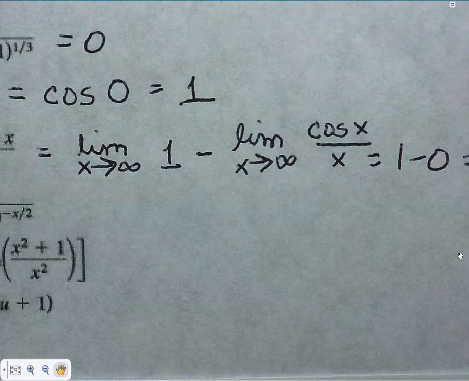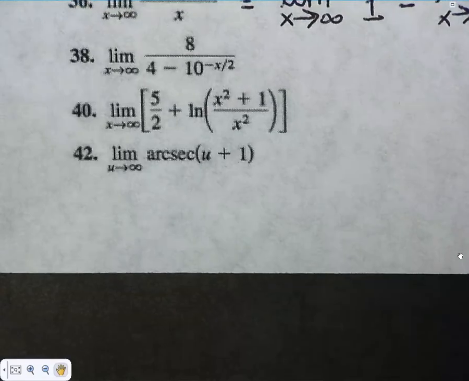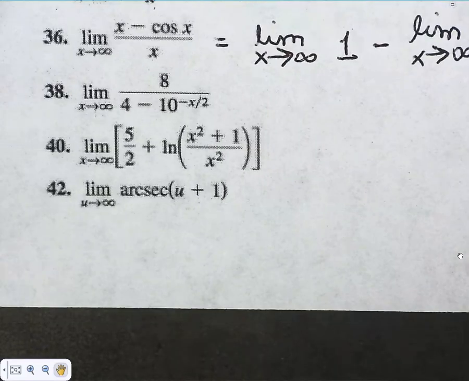All right. Think about those last 3 for a second. Or a minute.